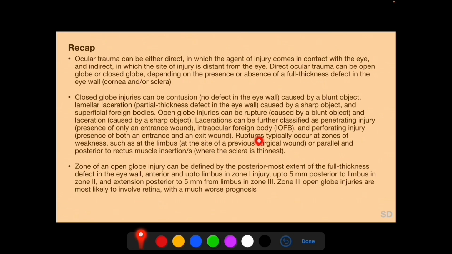Ruptures typically occur at zones of weaknesses in the eye wall, such as at the limbus, typically at the site of a previous surgical wound, or parallel and posterior to rectus muscle insertions, where the sclera is the thinnest. Zone of an open globe injury can be defined by the posteriormost extent of the full thickness defect in the eye wall: anterior and up to the limbus in zone 1 injury, up to 5 mm posterior to the limbus in zone 2 injury, and extension of the defect posterior to 5 mm from the limbus in zone 3 injury. Zone 3 open globe injuries are most likely to involve the retina with a much worse prognosis.